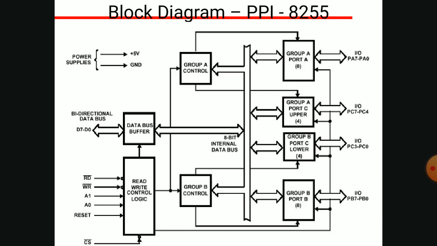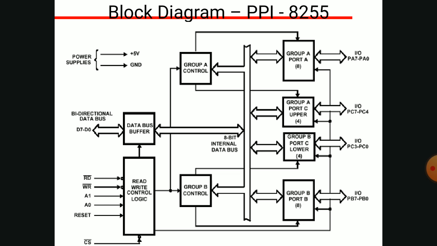Next is the block diagram of the PPI. In this block diagram, the main important blocks are the data bus buffer, read or write control logic, group A and group B. The data bus buffer is used for transferring data and contains 8 data lines, so it is an 8-bit bidirectional data bus. The data lines are D0 to D7. Read or write control logic is responsible for generating the read signal, write signal, A1, A0, reset and CS. CS refers to the chip select signal.